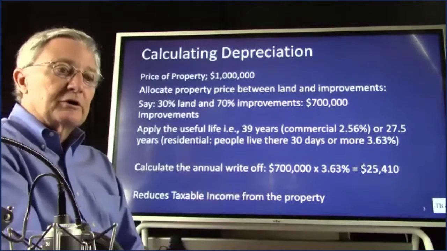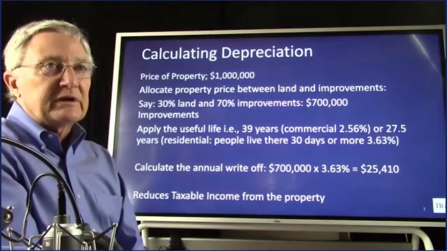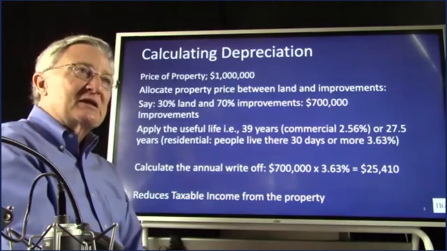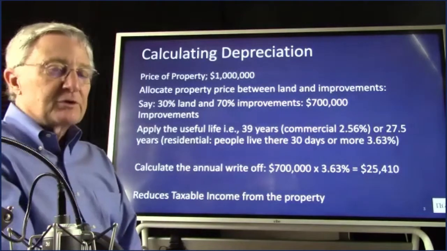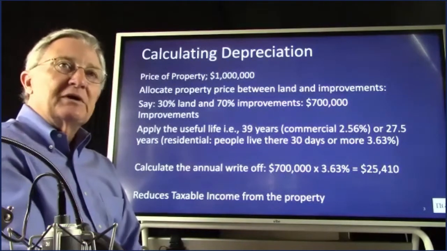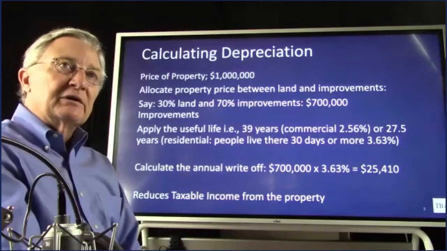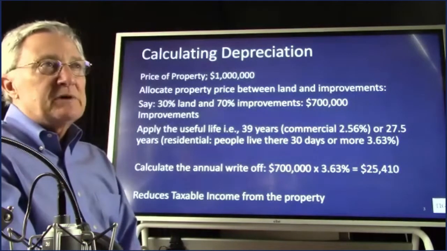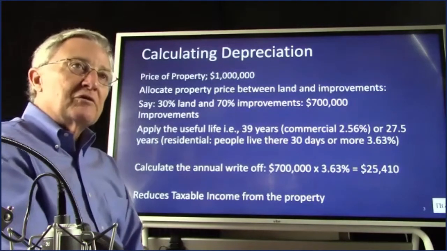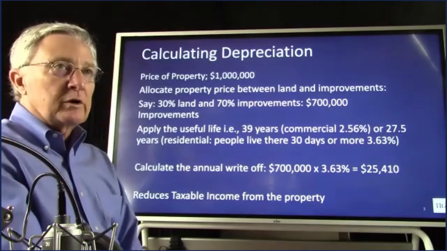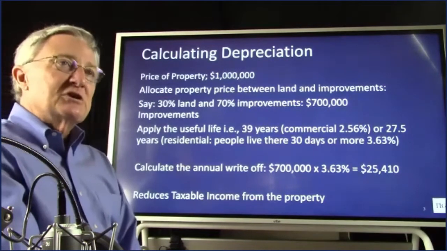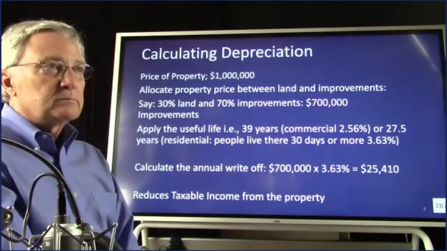You know what you paid for the dirt and you know what you're paying to build the building. So there are a number of ways of allocating. For our example, let's just say that the assessor says there's 30% land and 70% for improvements. So that would give us 70% of the $1 million price as our depreciable basis in improvements. Over the life of our investment, we're going to be able to write off that $700,000. The question is, over what period of time?